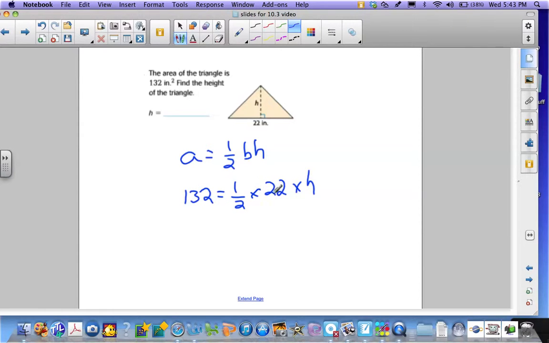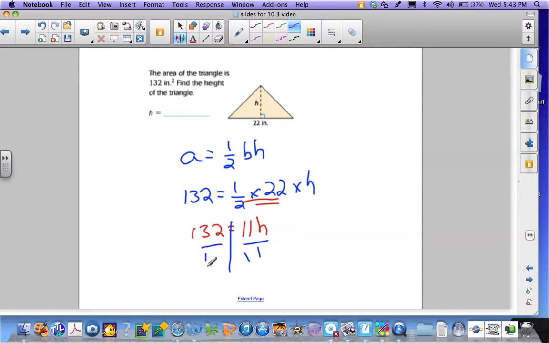Now, this is a little trickier here. We have to look at this side of our equal sign, and we have to simplify. 1/2 times 22 is 11. Half of 22 is 11. And we still have to do 11 times the height. But now we're left with 132 is equal to 11h. Okay, so we found 1/2 of 22 is 11. Now we have 132 equals 11h, and now we can solve for the variable.